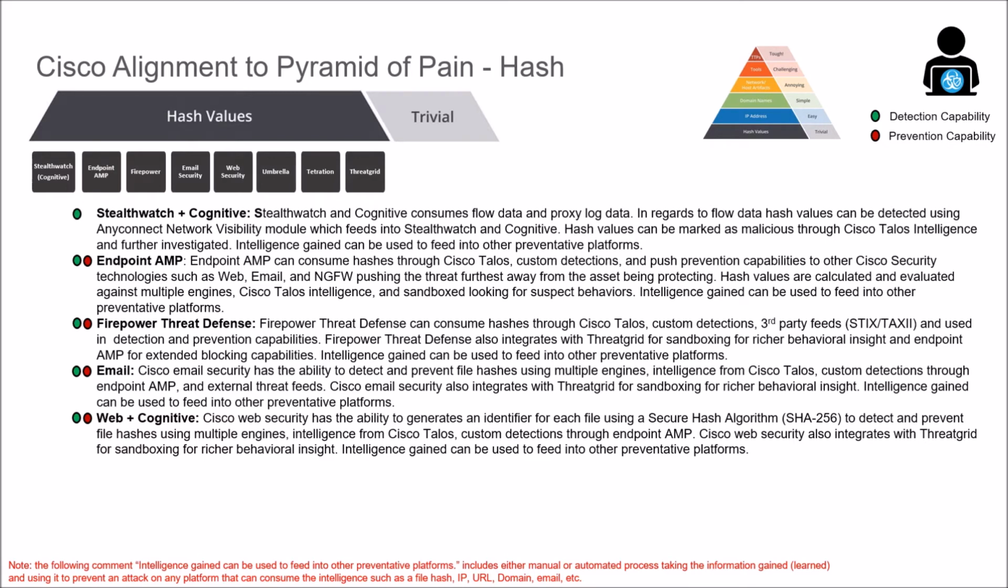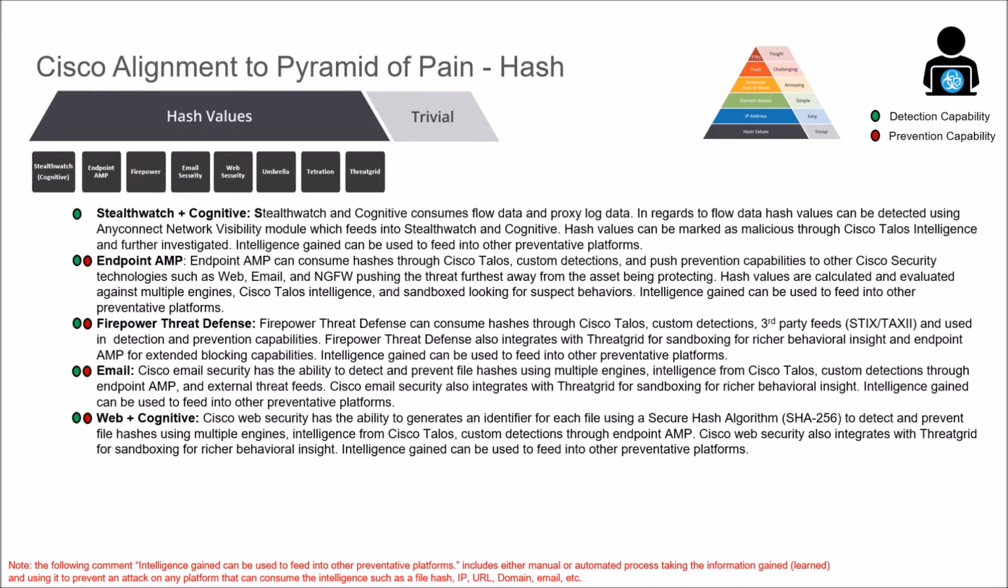Email, obviously, files come into the email security appliance, whether it's cloud or on-premise. Again, the ability to use multiple engines to prevent maybe a file hash from invoking its will on an endpoint or the victim. Intelligence from Cisco Talos, custom detections through Endpoint AMP. So this is a little bit stalled there because I was thinking in my head a couple other things, but the Endpoint AMP is again getting fed by Endpoint AMP and leveraging Firepower, email and web security appliances as the ability to add additional detection capabilities further in the network.